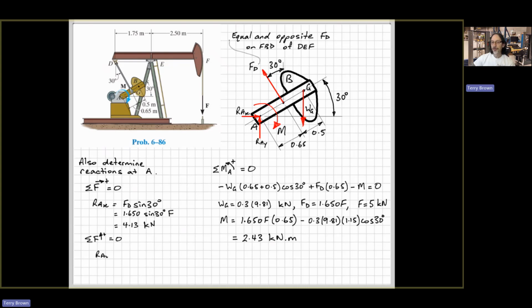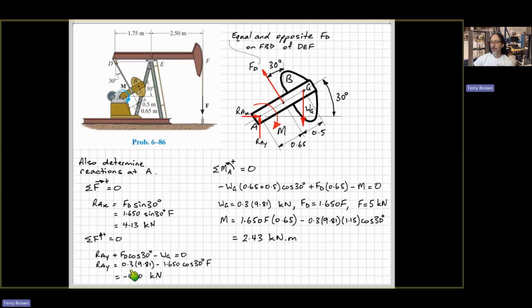And then sum of the forces in the vertical direction equals 0. We have RAY going upwards, so positive. FD cos 30, the vertical component of that force there, also going upwards, so positive, and WG coming down, so that's negative as we write it in the equation of equilibrium. So rearrange all that, substitute in as we need, and we can solve for the unknown force RAY.